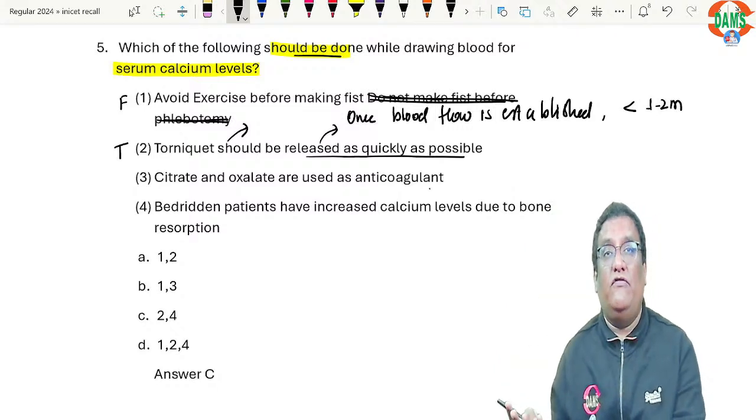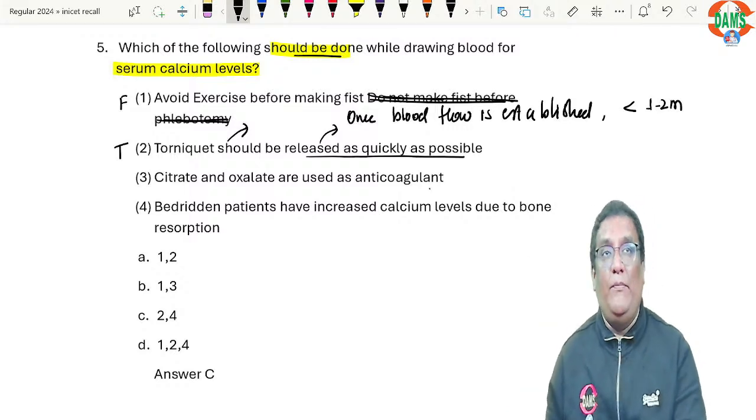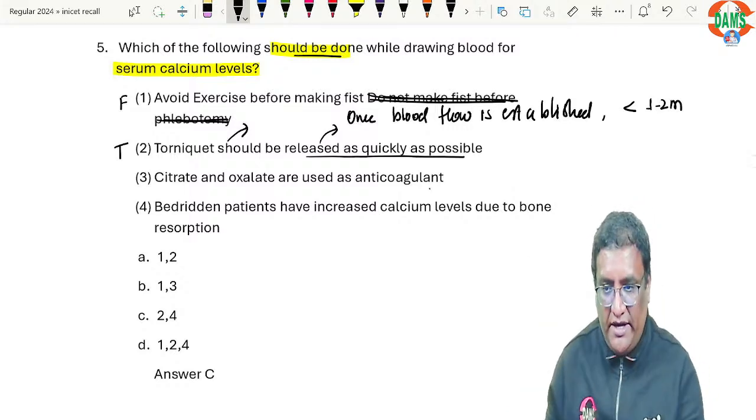Your abnormal values of hemoglobin will be there, and hemolysis happens, potassium etc. can be abnormal. So that should not be done, right?